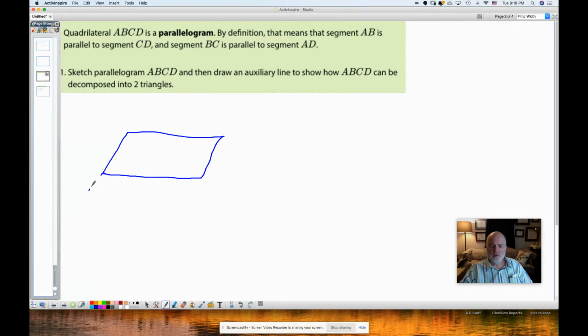So I have here ABCD, and I'm going to label this in clockwise order. You'd never want to zigzag. You can go clockwise or counterclockwise. In a parallelogram, both pairs of opposite sides are parallel. So I'm going to mark these sides as parallel.